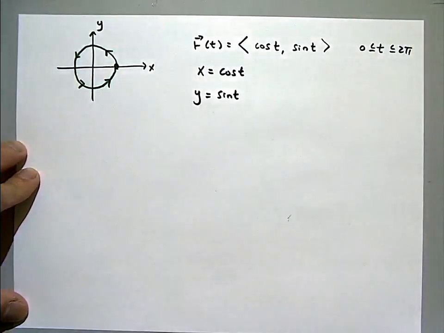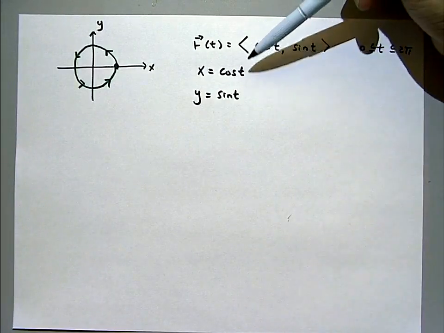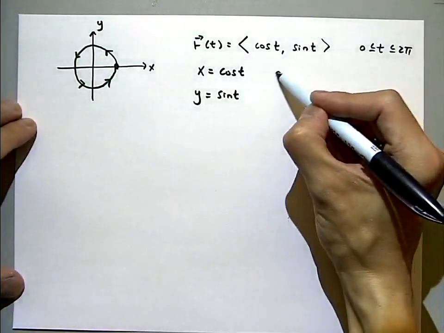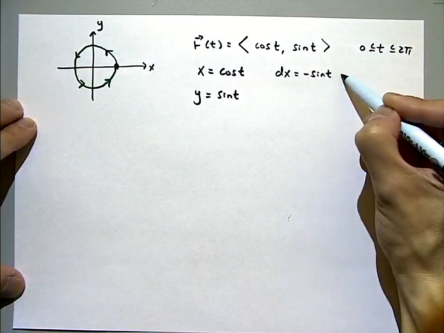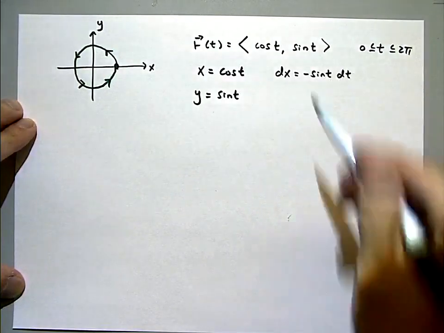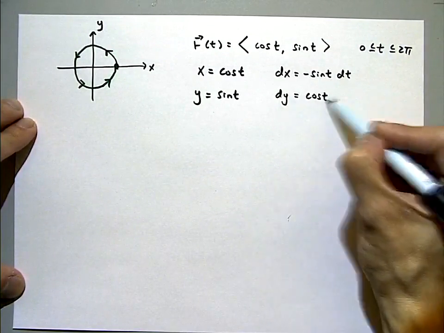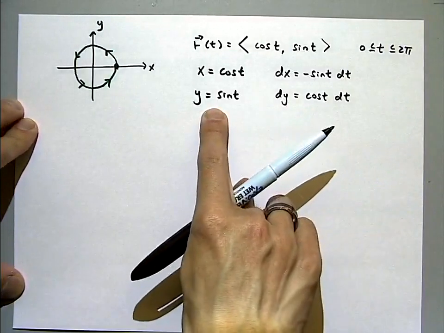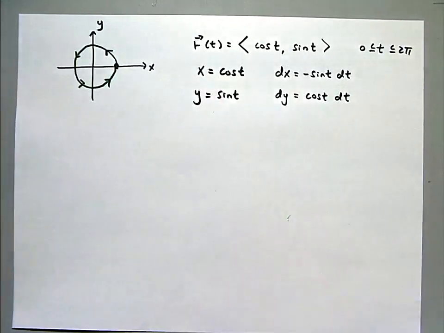So this means that in my line integral, anywhere I see x, I'll replace that with cosine of t. Anywhere I see y, I'll make that sine of t. Anywhere I see dx, I'll change that to negative sine t dt. And anywhere I see dy, I'll change it to cosine of t dt. dy is the differential of y, and dx is the differential of x.